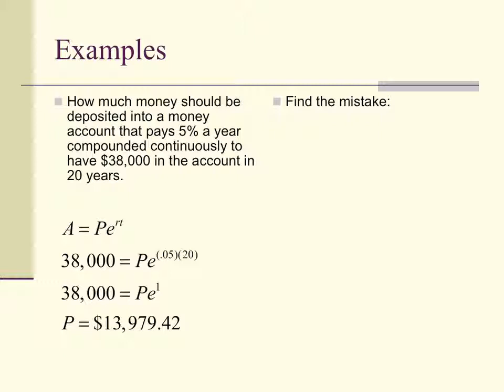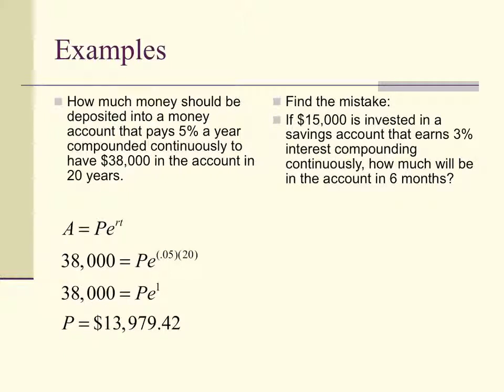Now here's a mistake in this one. Let's see if you can figure out what it is. We've got $15,000 invested at 3% interest. How much is in the account in 6 months? So we've set it up. Study that for just a second and tell me if you can figure out where the mistake is.